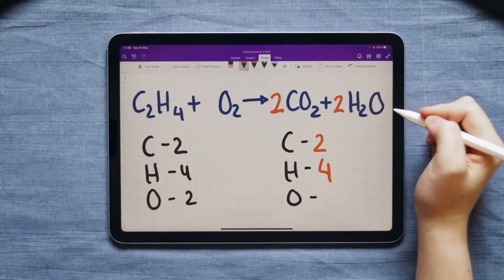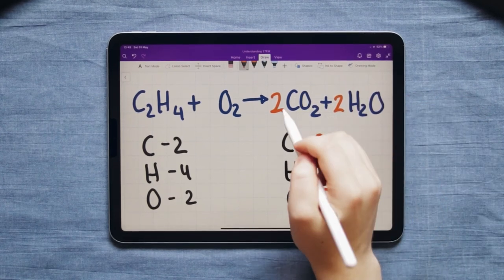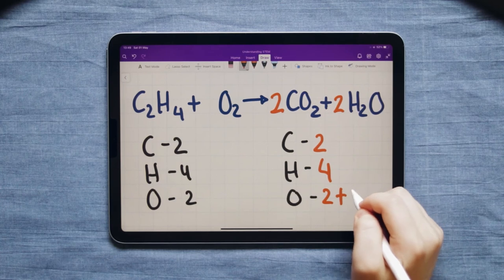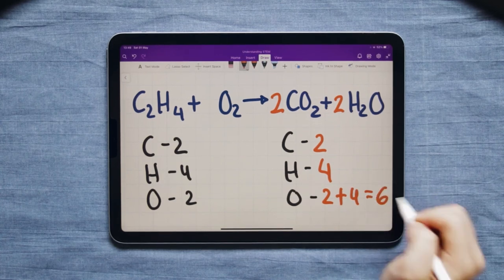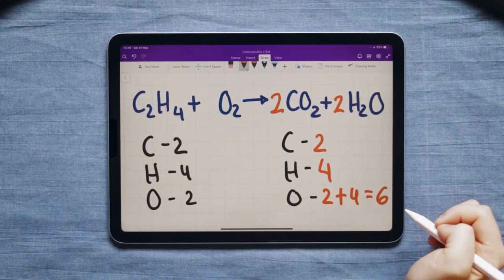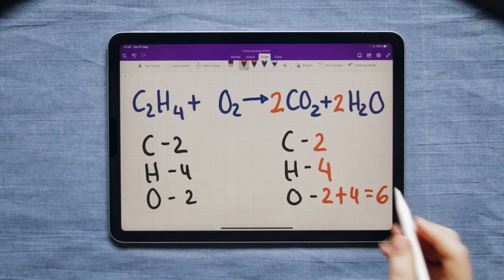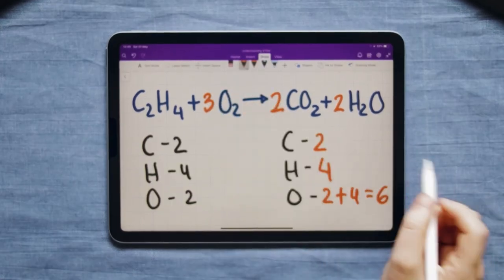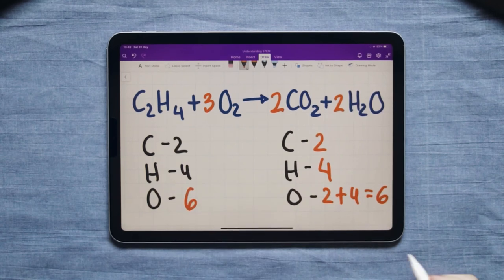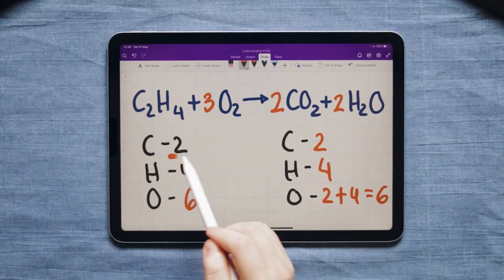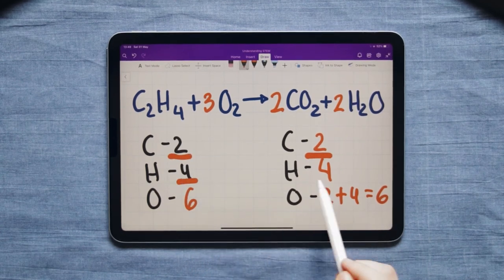Now there's 2 times 1 is 2, plus 2 times 2 is 4. We have 6 oxygen on this side in total. To balance it out, we can multiply this by 3, and now we have 6 here. So we can check: 2, 2, 4, 4, 6, 6. Now both sides are balanced, which just means that each side has an equal number of each element.